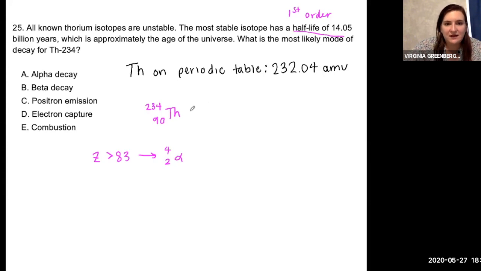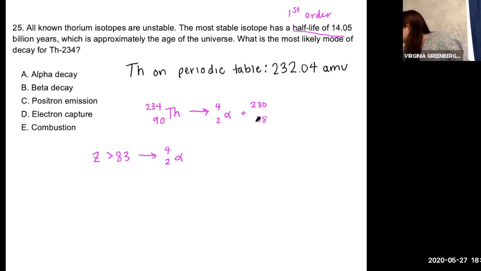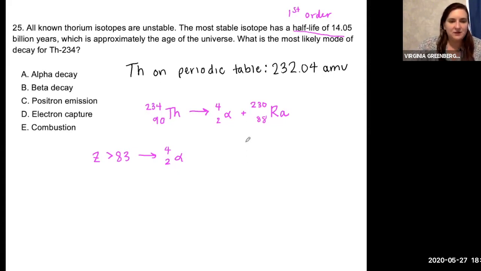And so we can see how this might happen if we just wrote it for one alpha decay. You could think about it shooting out an alpha particle. And so the product then would have to have a mass number of 230 and an atomic number of 88, which would then correspond to element A. Really all we had to do here was look, see its atomic number is greater than 83, boom, alpha decay.